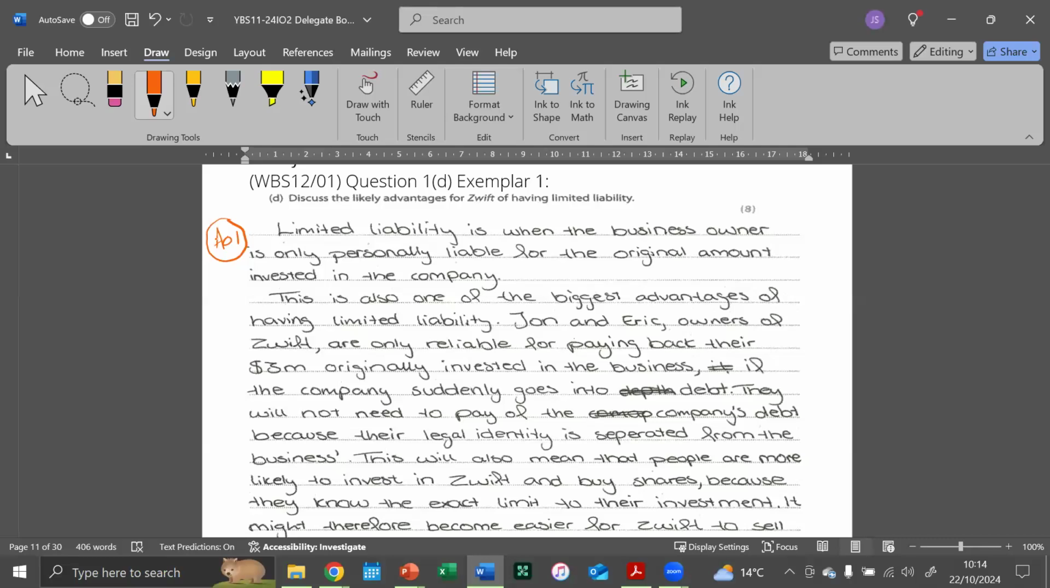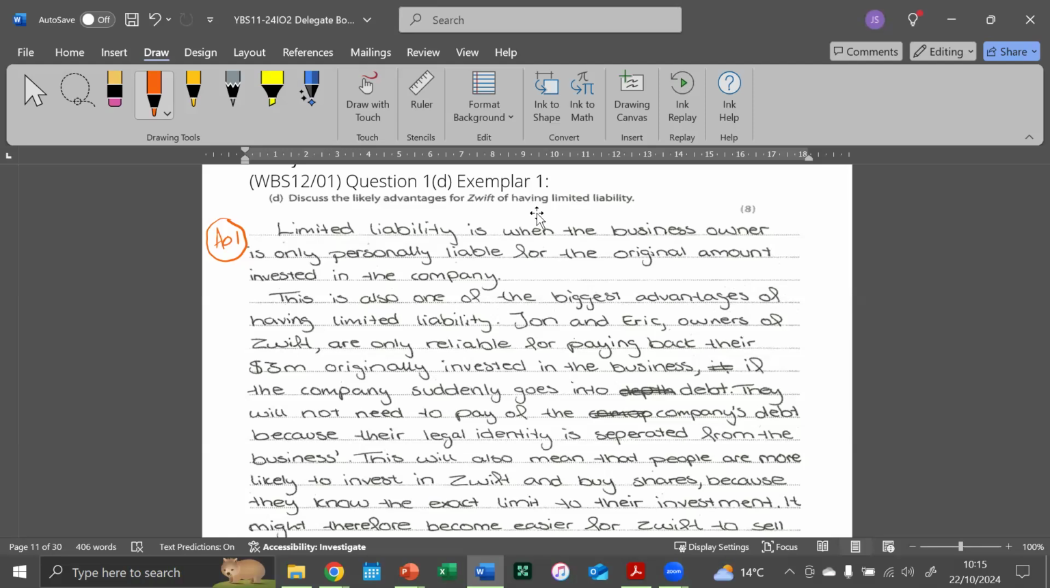Now, I actually think this is quite a tricky question. It's quite a tricky question because the advantages are to Zwift of having limited liability. Very, very easy to turn this into a classic limited liability question that everybody is expecting to see. The advantages to the shareholders of Zwift of having limited liability. Now, that is not the question.